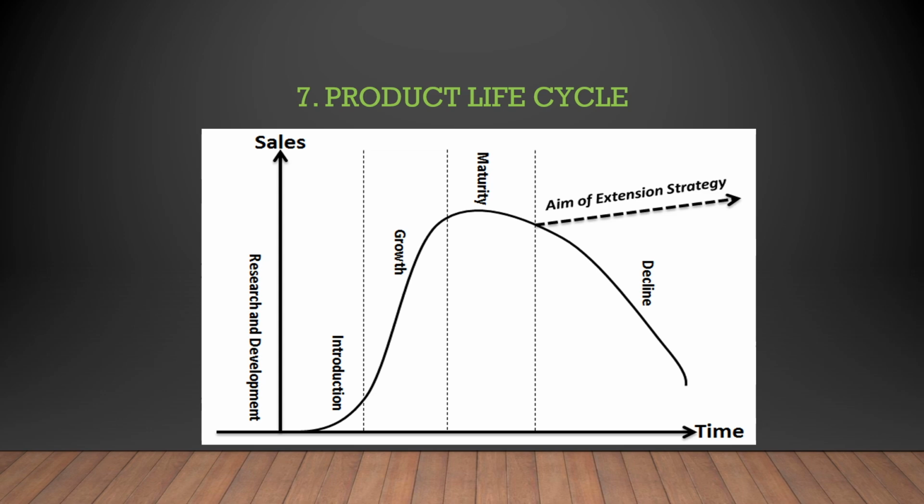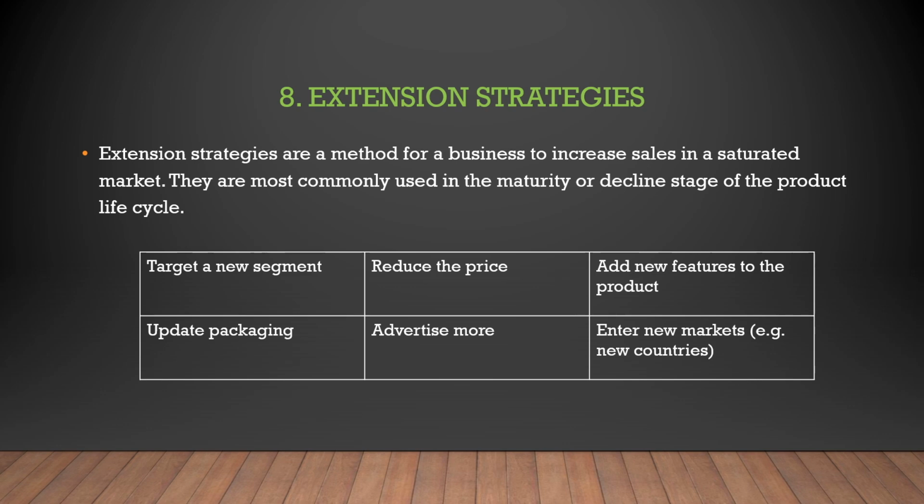Remember extension strategies. Extension strategies are a method for a business to increase sales in a saturated market. They are most commonly used in the maturity or decline stage of the product life cycle. Examples of extension strategies: target a new segment, reduce the price, add new features to the product, update packaging, advertise more, enter new markets. That could be new regions.